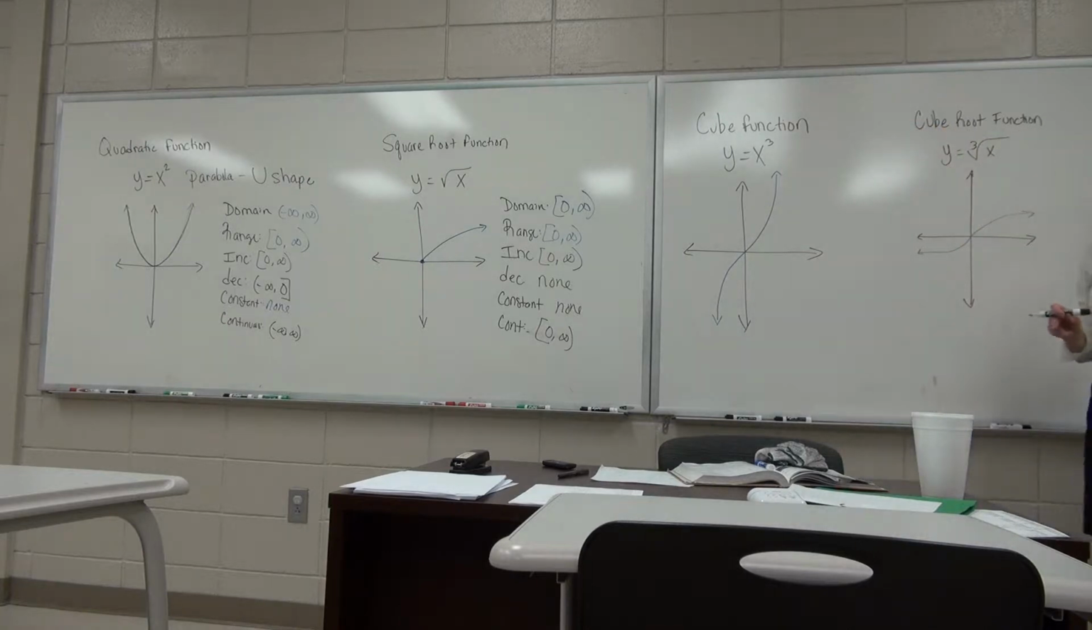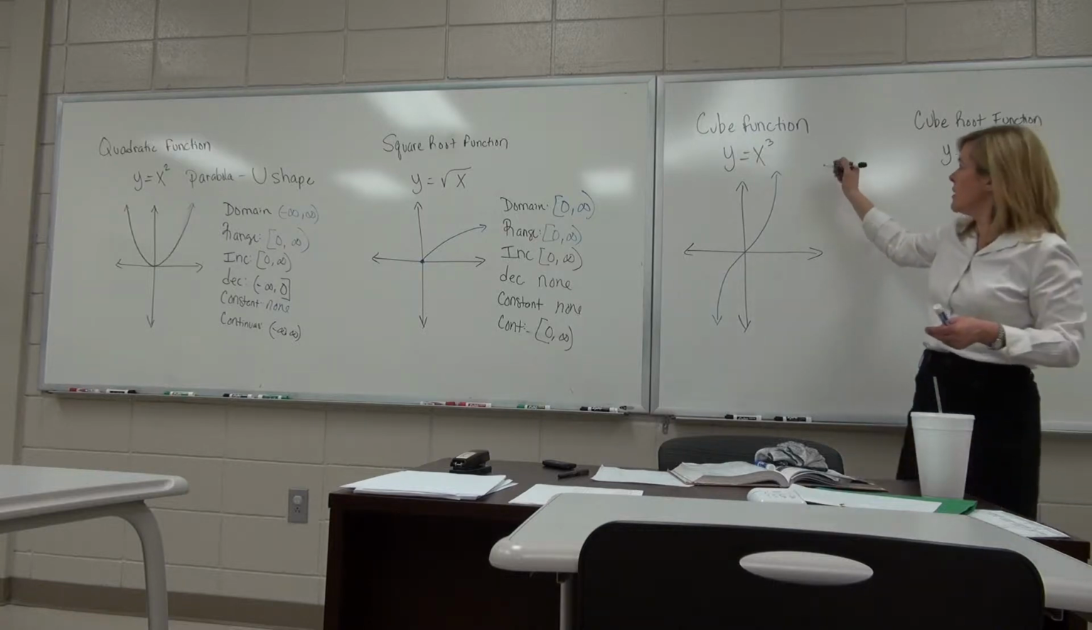Okay. So look at these two functions. One's a vertical squiggly, one's more horizontal. The cube function is more stretched out, the cube root kind of compact. But think of what your answers are if you started plugging in here.